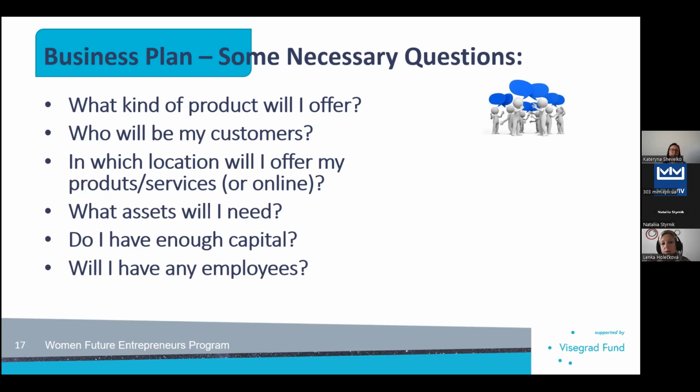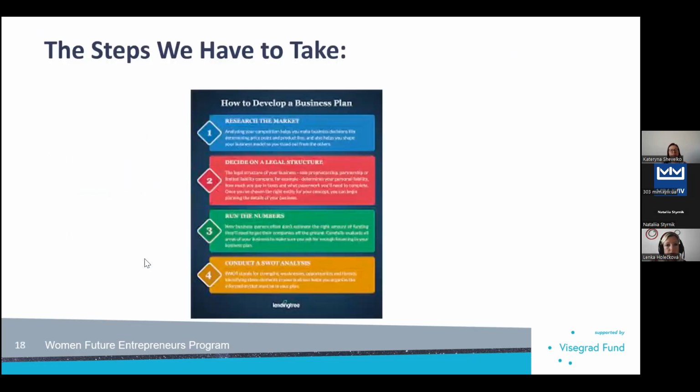Also, if we have enough capital to start our business, or if we need some investment or some support from a bank or some investor. And if we have enough employees, or if we work like a freelancer, just individual, or if we need some employees, it's necessary to think about personnel questions too.